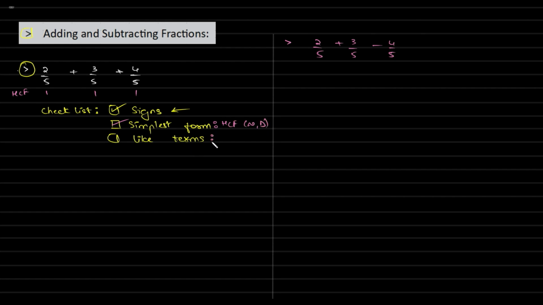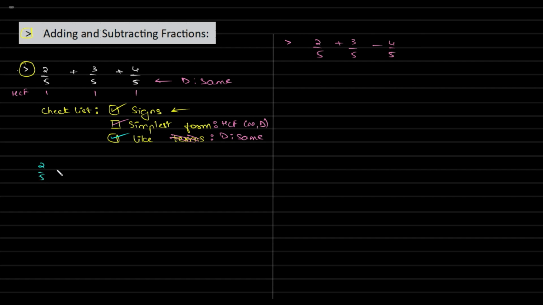Now, like terms. So the like terms, are they the same? Yes. The denominators need to be the same for them to be called like fractions. More than terms, like fractions. Okay, in this case the denominators are the same and thus they are like fractions. Now the next thing is to do with addition or subtraction between the fractions.